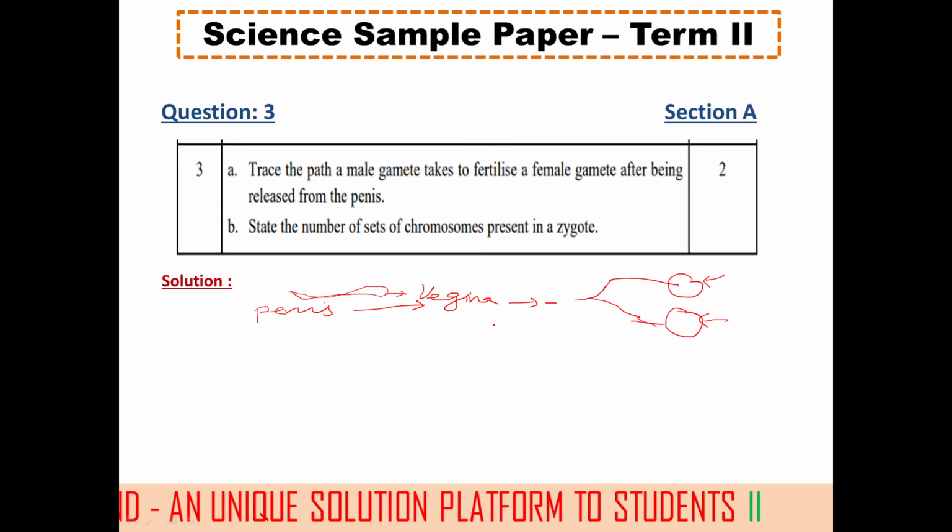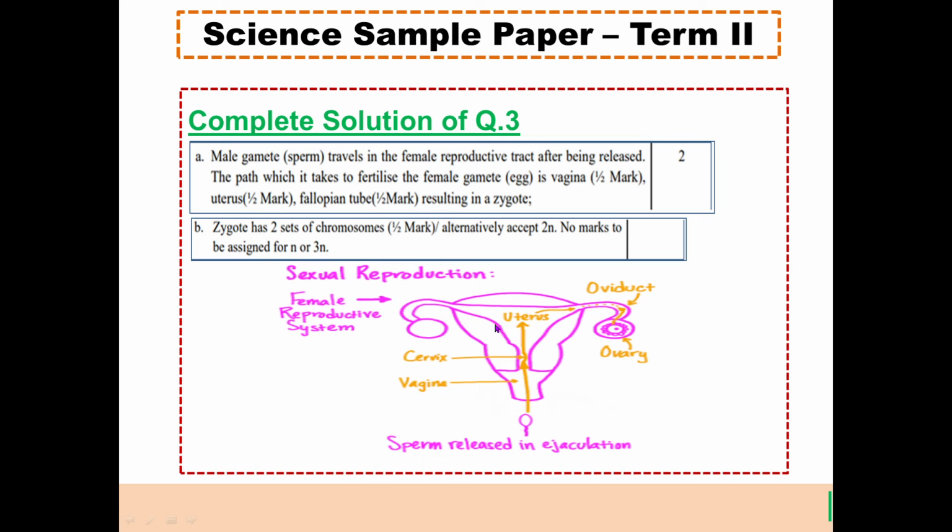So if I find the answer like this, see this sperm is coming from the penis, and it enters the vagina. From there it goes to the uterus, and from there it goes to the fallopian tubes. These are the fallopian tubes, two fallopian tubes are there. And then it will go to the ovary, then make the fertilization. So these are the steps, you can draw it.